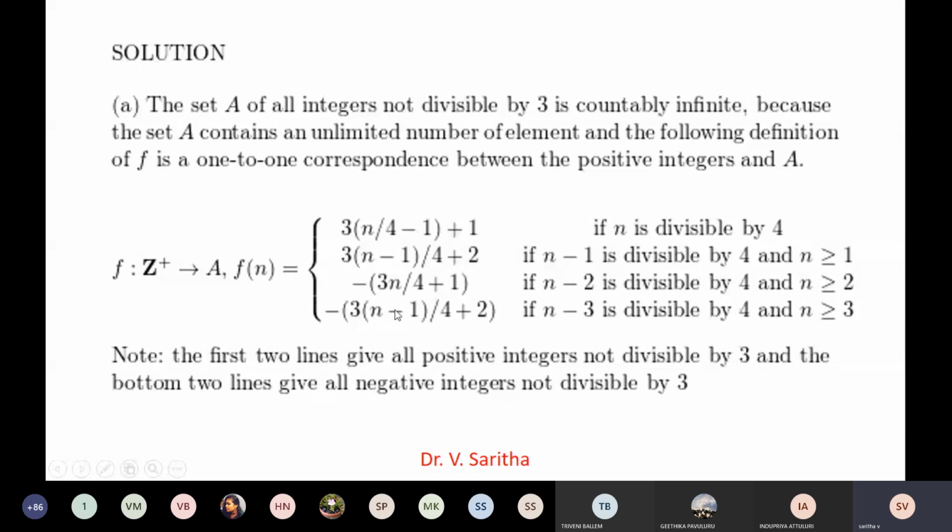So like when n is divisible by 6, let us say, because 5 plus 1 we are going to say. If n minus 1 is divisible by 6, n minus 2 is divisible by 6, n minus 3 is divisible by 6, n minus 4 is divisible by 6, n minus 5 is divisible by 6. That's all. You stop there. Like this we are going to write.